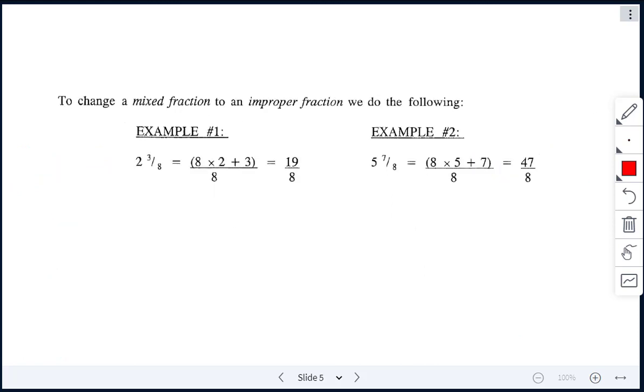All right, so in these two examples, we're going from the mixed fraction to an improper fraction. So we have here 2 and 3 over 8. So you multiply your whole number by the denominator, which they've shown here, but I'll just show it again. So we have 8 times 2, and then you're going to add the 3, which gives me 19. Keep the denominator the same, so the improper fraction is 19 over 8.